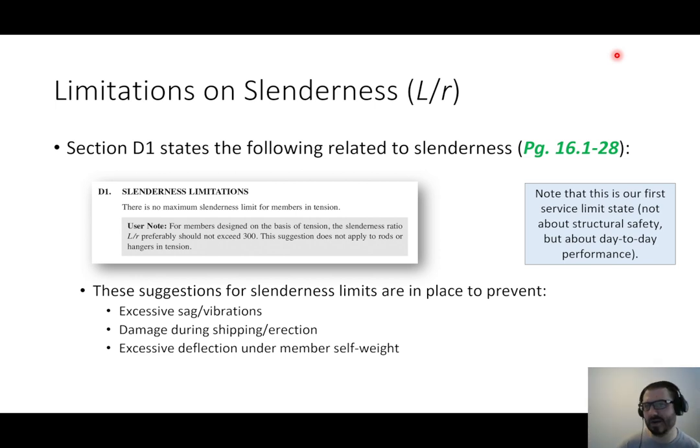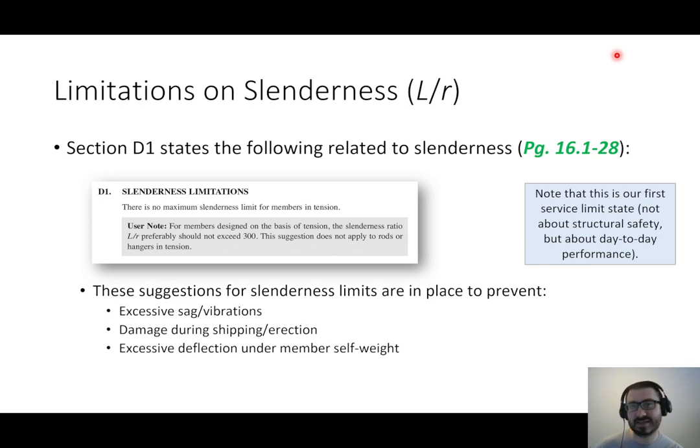If your member gets very, very slender, you can get some damage during shipping. It can be difficult to erect. You can have excessive sag. It can cause the structure to vibrate too much. It can deflect a bit under its own self-weight. So just because the manual doesn't make you follow slenderness limits doesn't mean that you shouldn't. In general, there are limits in the spec which may not be directly codified like this, but you should employ. So in this class, we are going to employ slenderness limits for all of our designs, except for threaded rods, but we'll get to that later.